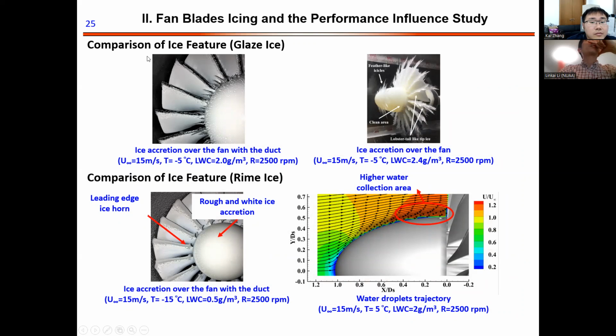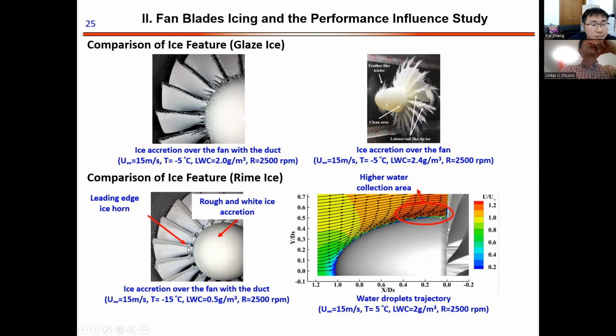And after we compare the ice features for the glaze ice buildup, we can find that this is the ice accretion over the fan with the duct. We cannot find ice buildup at the blade tip. However, if there is no fan duct for the fan blade, the ice buildup on the fan blade will extend further from the surface.